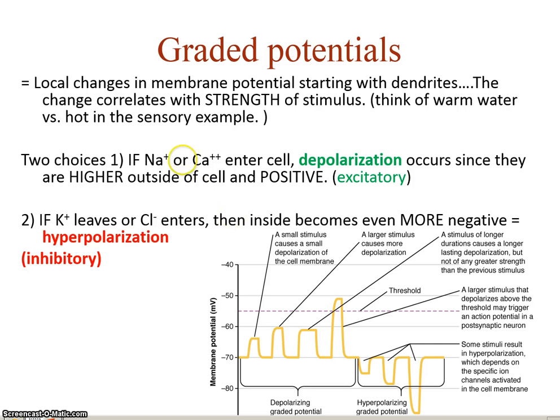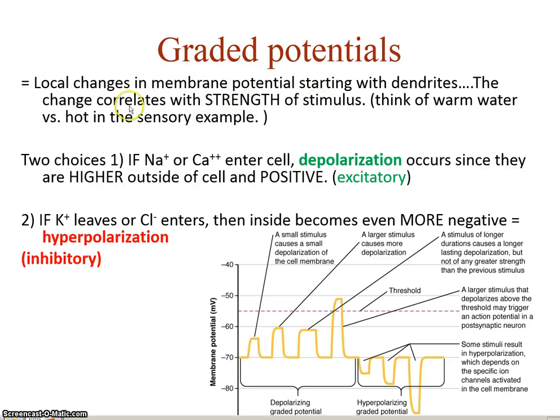So we were looking at this idea again, local changes in the membrane potential starting with the dendrites, right? And if the local change was high enough, right, we reach a threshold, then we would see an action potential generated that would move down the axon, right? And then move to the next neuron in line, okay? So again, this change correlates with the strength of the stimulus, right?